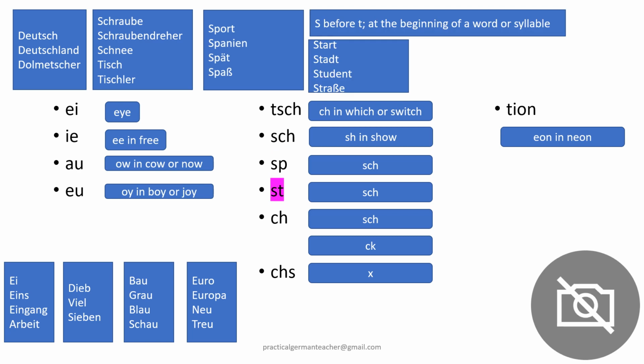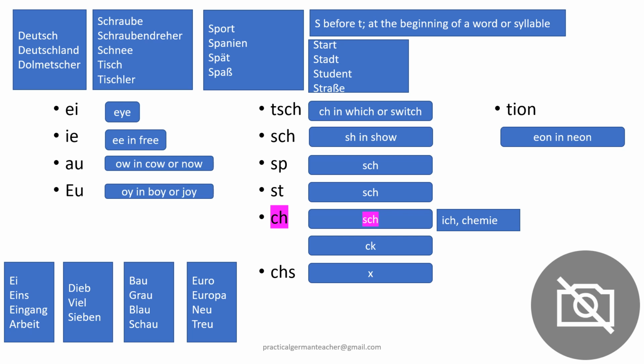Then ST, again same as SCH, but only the S part, not the T part. So examples are Stadt, Start, Student, Straße. And you might see this at the beginning of a word or a syllable. A syllable is, for example, in auto. This word has 2 syllables, au and to. I hope you get what I'm trying to say.